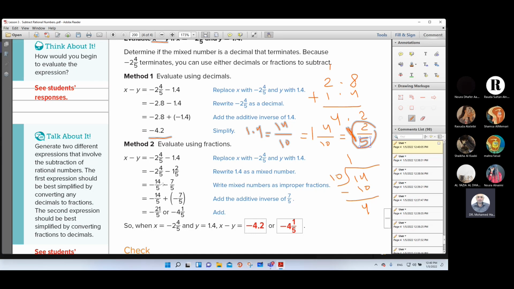Now here you can do the addition directly, or you can change the mixed number to the fraction. Here 2 times 5, 10 plus 4 will be 14 over 5, and here 1 times 5, 5 plus 2, 7 over 5. You have the same signs here, negative and negative. So the answer, put the same sign, negative, then 14 plus 7 will be 21 over 5. Then you can change 21 over 5 to the mixed number. You can do long division between 21 and 5. You will get here the mixed number.